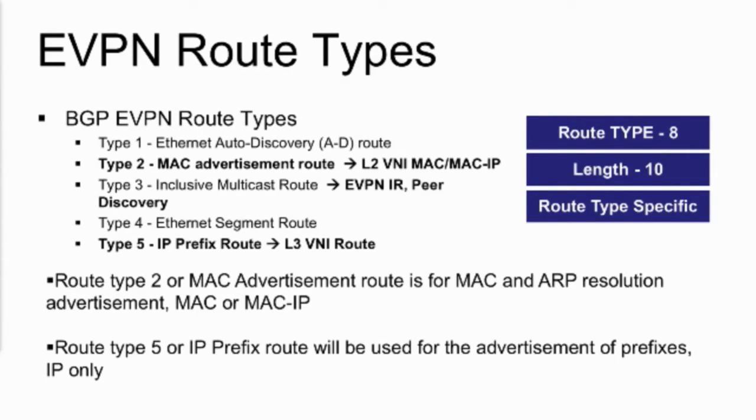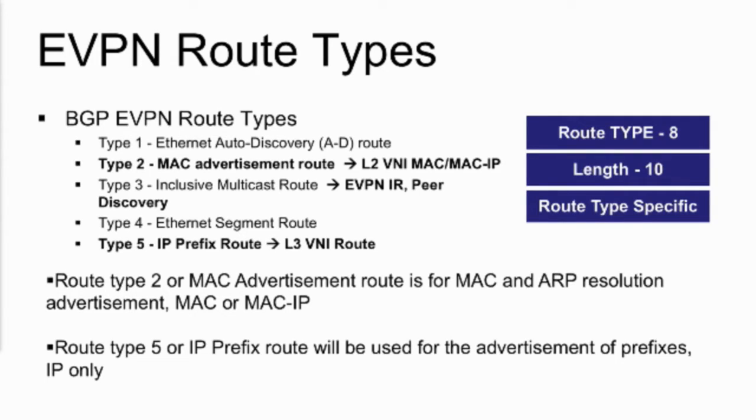Now, with BGP EVPN, you have different kinds of routes available: type 1, 2, 3, 4, 5. But most importantly, while troubleshooting and understanding the packet flow, you need to take care about the type 2 and the type 5 routes. Type 2 has the MAC advertisement. You have the MAC and the MAC plus IP information, which is advertised as a type 2 route. And you have the IP prefixes, which are advertised as type 5 routes in BGP EVPN. We'll go through how those prefixes look in the coming slides.